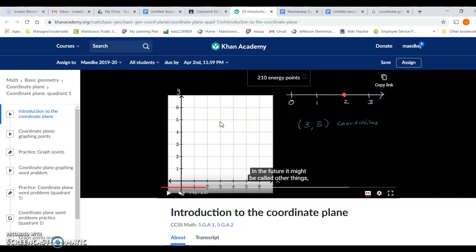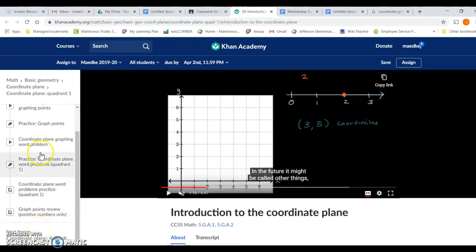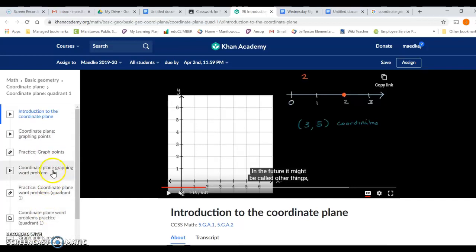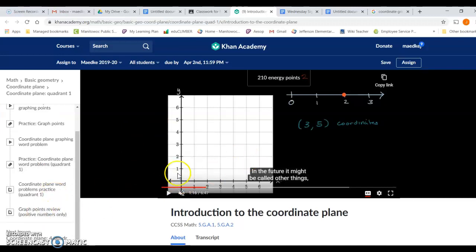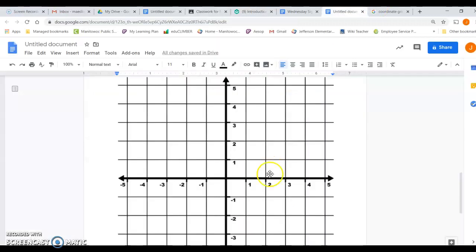So when you're doing this today and tomorrow, you are required to do all of these different activities. It's working with just one quadrant, and then it's also working with quadrants that look like this, and you have 4 different ones.